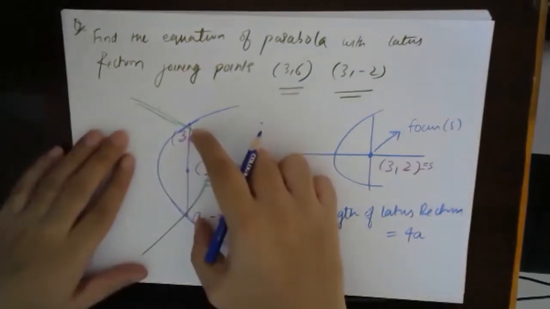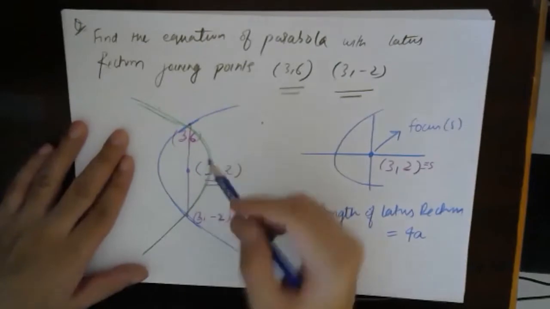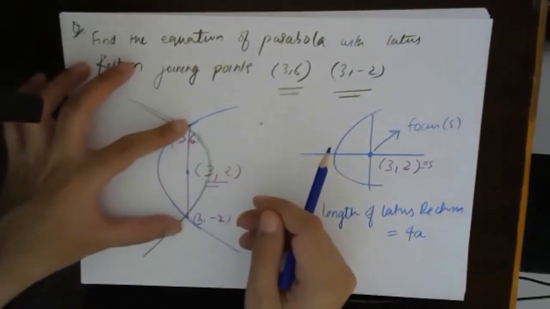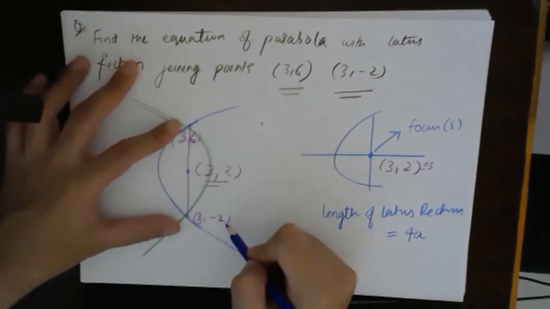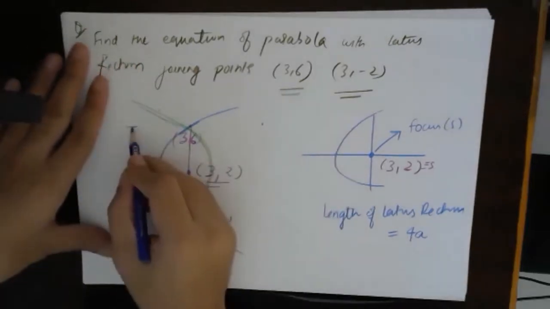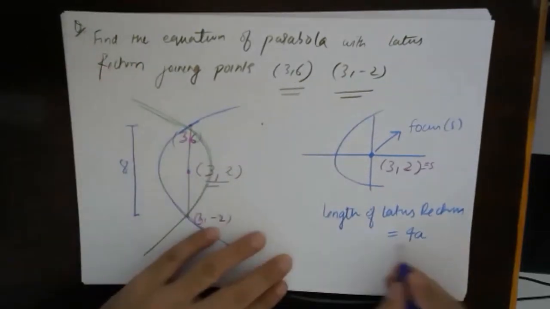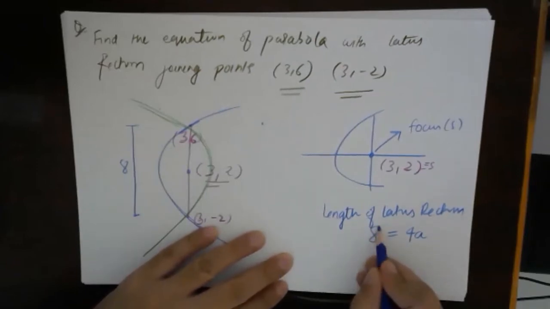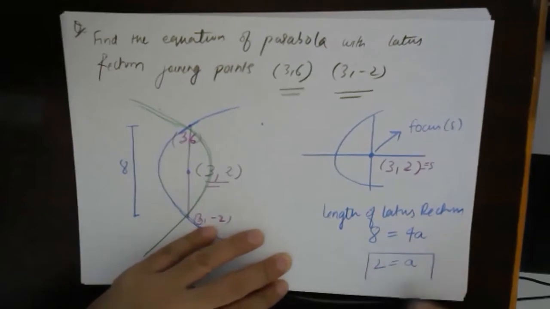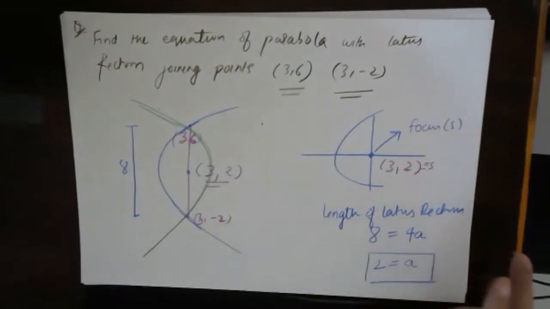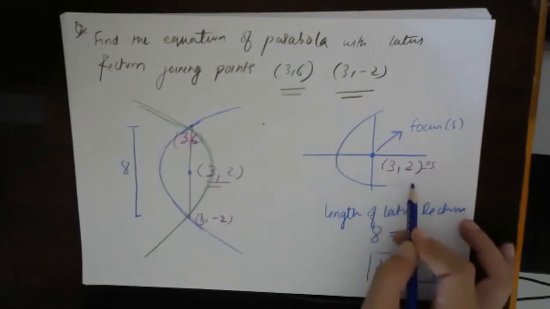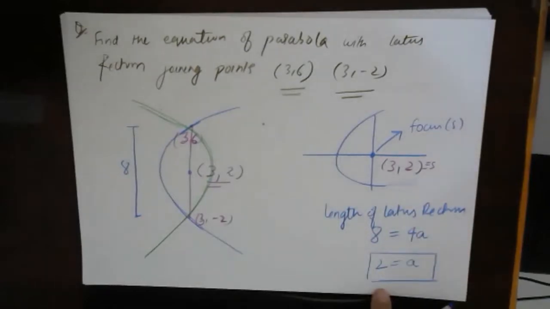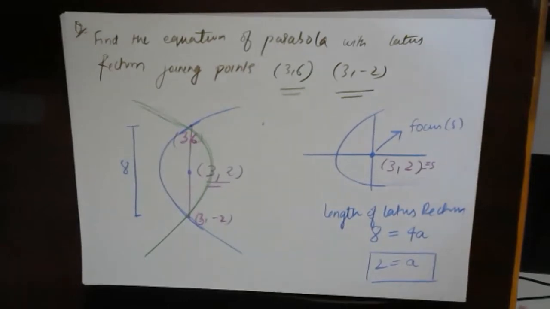Now let's find out this distance. The distance between these 2 points will be 8, because the x-coordinate is the same: 6 minus (-2), so the total distance is 8. That means the latus rectum length is 4a, which equals 8. That means a equals 2. So we have got 2 pieces of information about this parabola. First, the focus is (3, 2), and the value of a is 2.